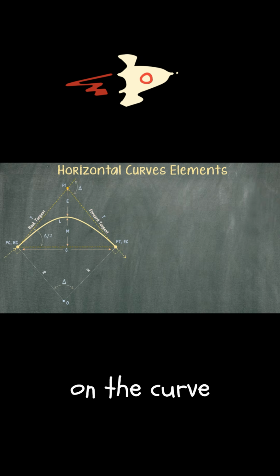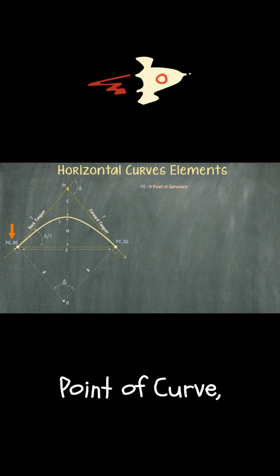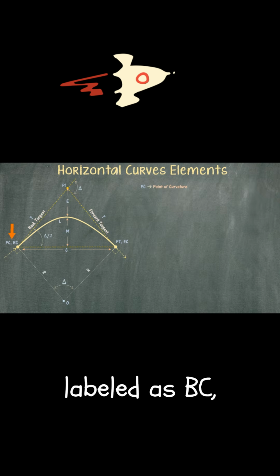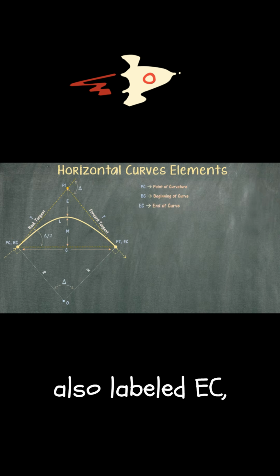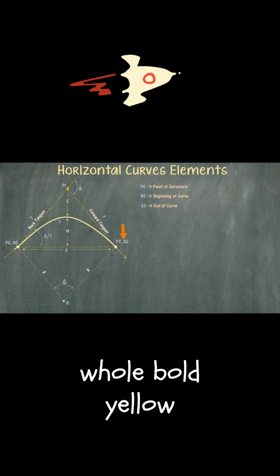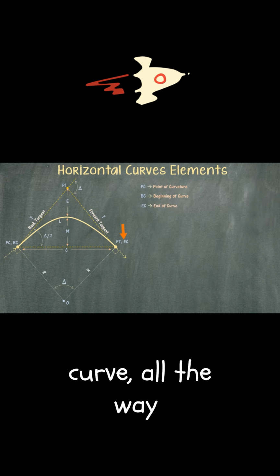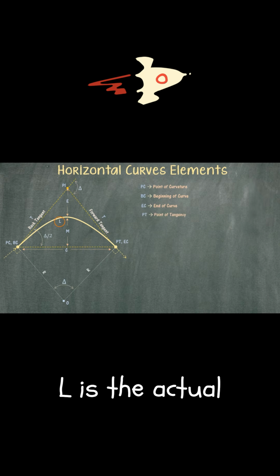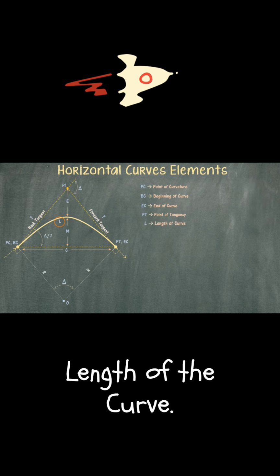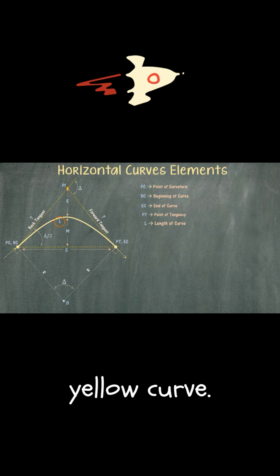The first point on the curve, labeled PC, point of curve, can also be labeled as BC, beginning of curve. The second point, at the end of the curve, which is labeled EC, you follow the whole bold yellow curve all the way to the end. It also can be called PT, point of tangency. L is the actual length of the curve, the actual distance along the bold yellow curve.